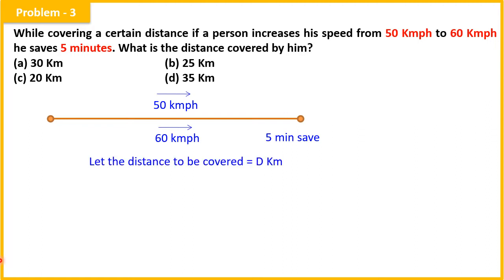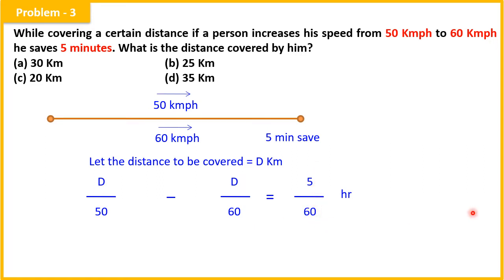Let the distance covered by the person be d kilometers. So the time required to travel d kilometers at the speed of 50 is d by 50, and the time required to travel d kilometers at the speed of 60 is d divided by 60. So obviously this time is less. How much less? By 5 minutes. So d by 50 minus d by 60 is 5 minutes. Converted to hours, it is 5 by 60.